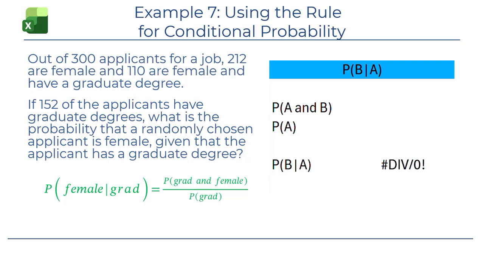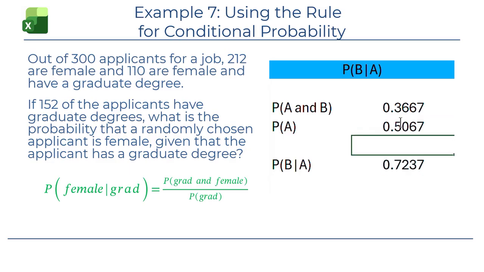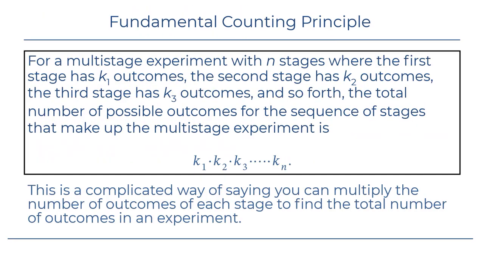So the numerator of probability of graduate degree and female is going to be still the 110 out of the 300 total applicants. The denominator in this case is given graduate. So it's female given graduate degree. So that means the denominator has to be all of the applicants with a graduate degree, which is 152 divided by 300, because remember, this is a probability. So now we find that the probability that a randomly chosen applicant is female, given that the applicant has a graduate degree, is 72.37%.